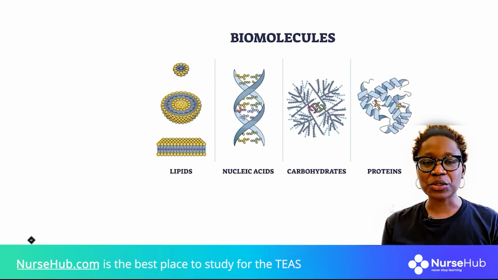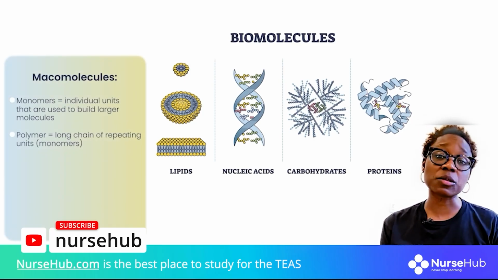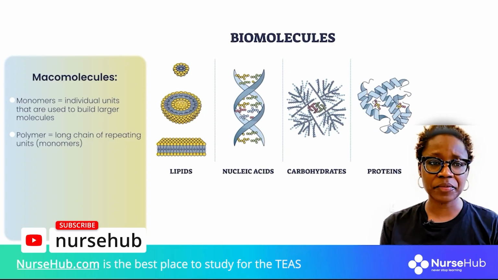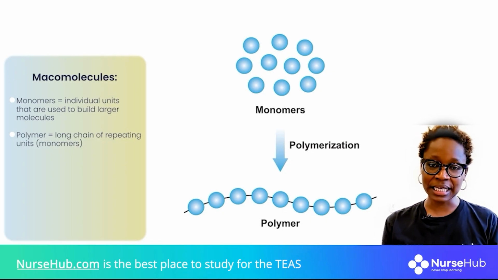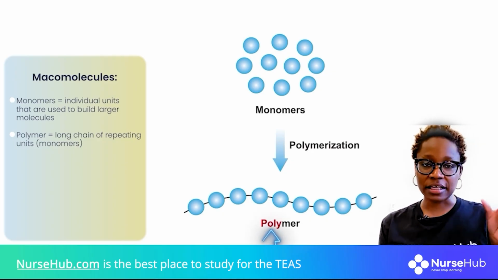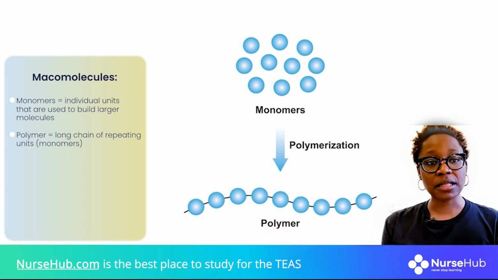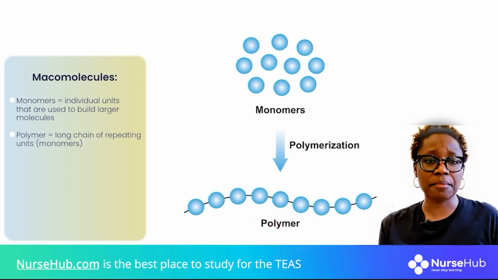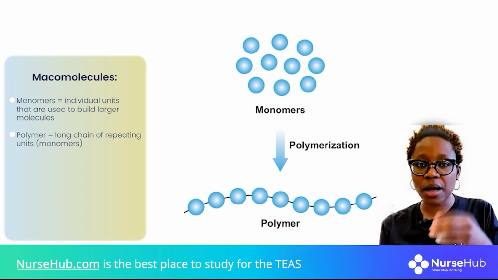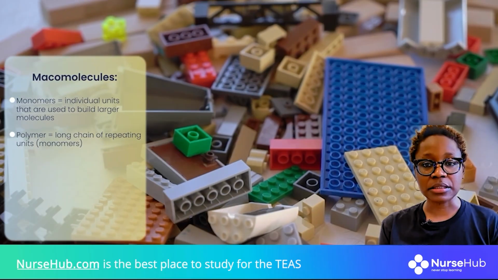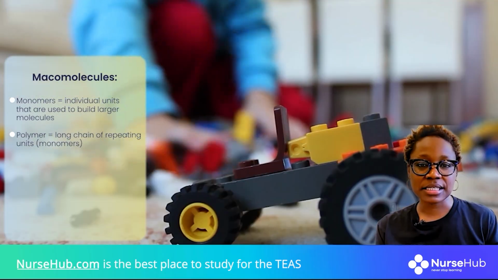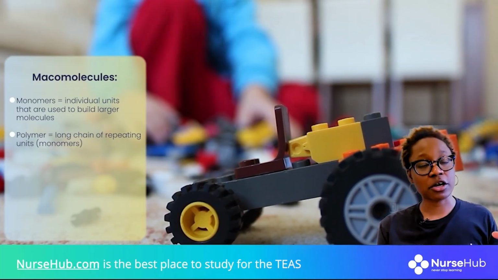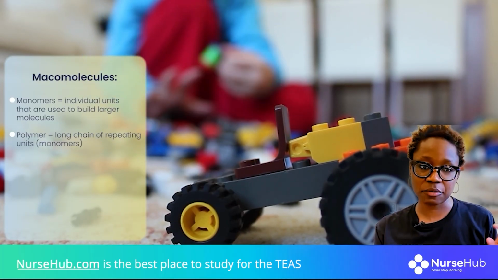So macromolecules are large molecules made up of smaller units called monomers. The monomers can join together through chemical reactions to form polymers, right? A polymer, that prefix poly means many. A polymer is a long chain-like structure made up of repeating units of monomers. Think of it like building with Lego, where monomers are individual Lego pieces and the polymer is the final structure you create by connecting all of those Lego pieces.